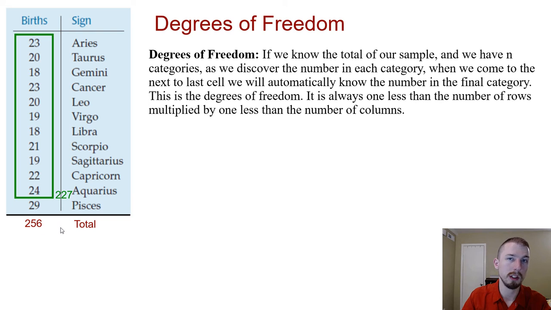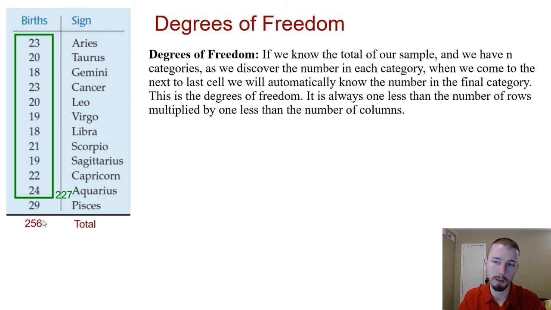So degrees of freedom essentially tells us how many cells we need to figure out, Aries, Taurus, Gemini, Cancer, in each one of those cells until we can figure out the last cell, because by default it has to be whatever's left over. So if I sort them all and fill in the first 11 cells and I had a total of 227, I can figure out there had to be 29 Pisces left over because of the total number of people that I sampled in the first place. So the degrees of freedom essentially tells you how many places we can sort them until the last one is fixed, and we can figure out what that is because we know the marginal distributions.